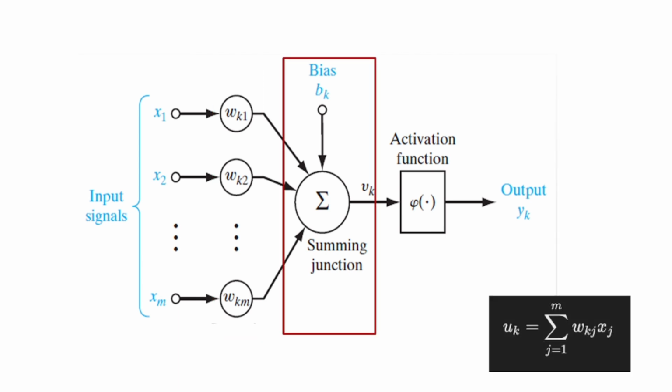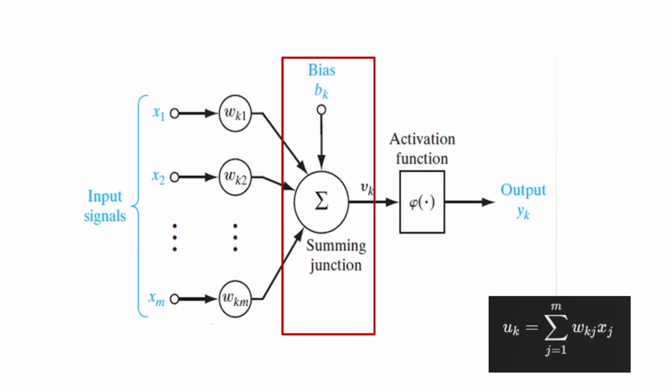Once the inputs are multiplied by their weights, they are sent to the summing junction, where all the weighted inputs are added together. This gives us a single value, uk, which is the combined signal strength. The formula here sums up all the weighted inputs like this. It's like adding all the ingredients of a recipe into one bowl.